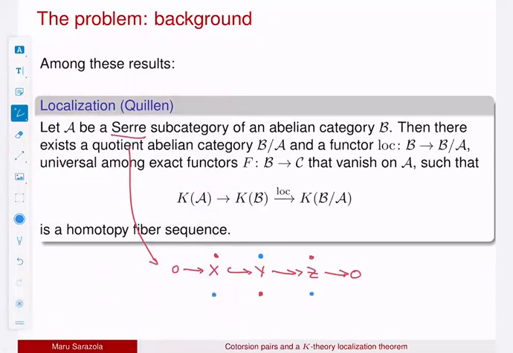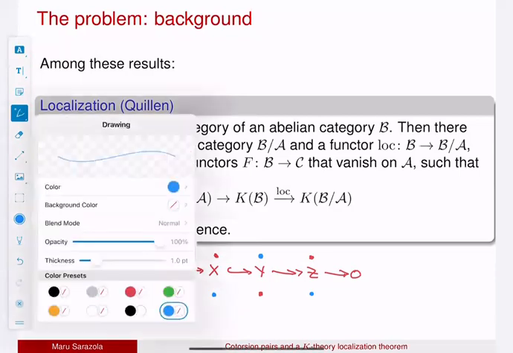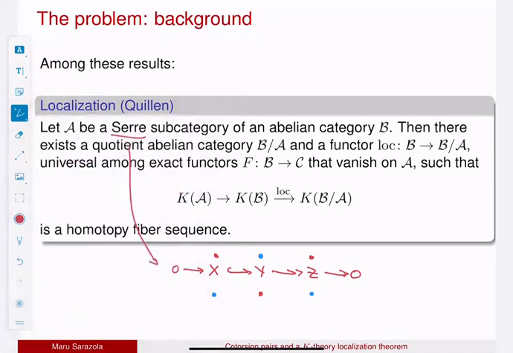So this means not only is it what we call closed by extension, meaning if we have the 2 endpoints, we have the middle one, but it's also closed by all possible subobjects and all possible quotients. So that's what this Serre word means, and you might be imagining that it's a bit restrictive.